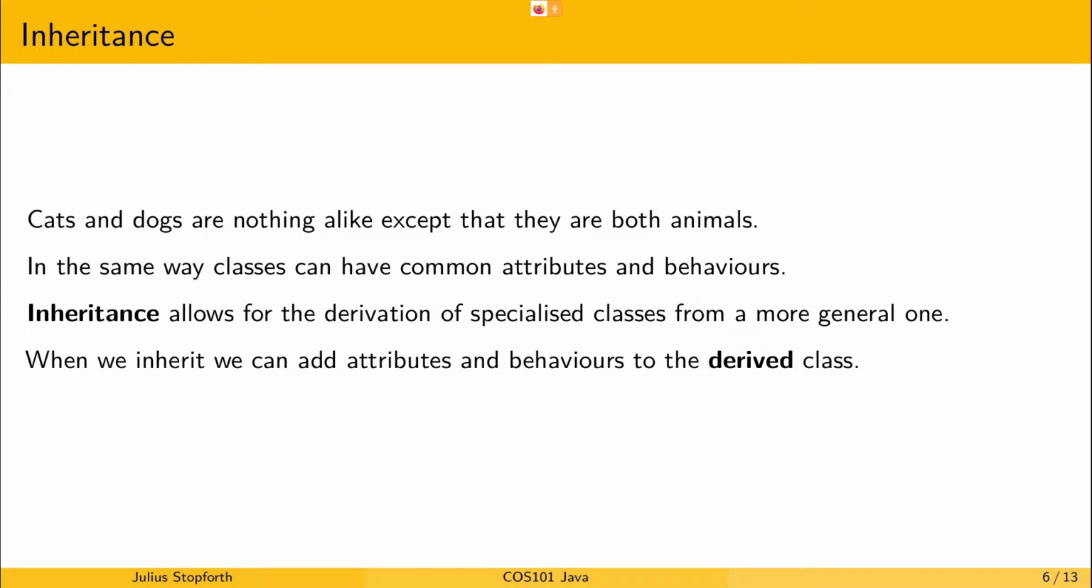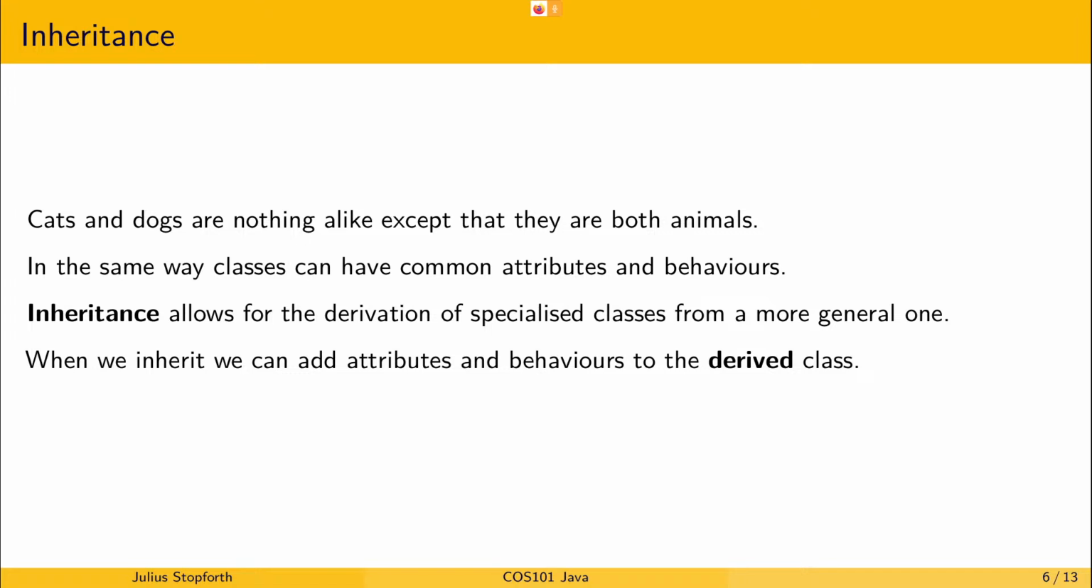In the same way, classes can have common attributes and behaviors. If you think about cats and dogs, they both have fur, or at least most of them do. They both can make a sound. They have 2 eyes, 2 ears. They can hear things. They have 4 legs. They have tails, right? There's a lot of common behaviors.